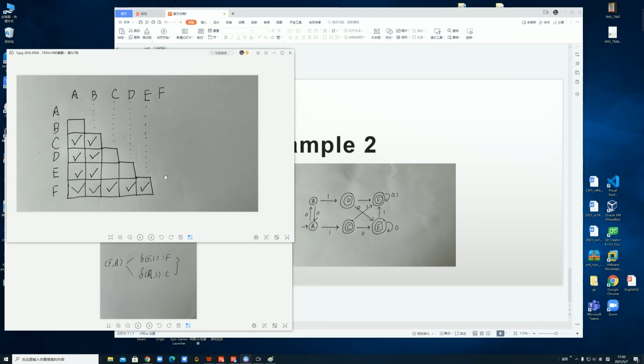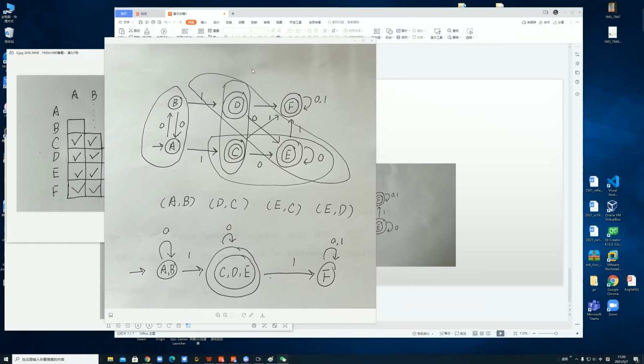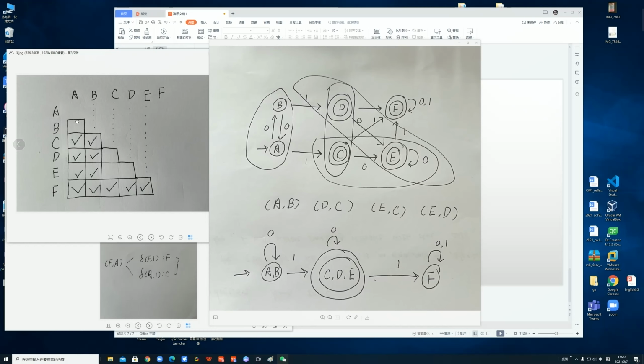The last thing we need to do is combine all the unmarked pairs and make them a single state in the minimized DFA. As you can see, the unmarked pairs are AB, DC, EC, and ED. So AB is a pair, DC is a pair, EC is a pair, and ED is a pair. And then we can easily construct the minimized DFA like that: AB, CDE, and that is the final answer.